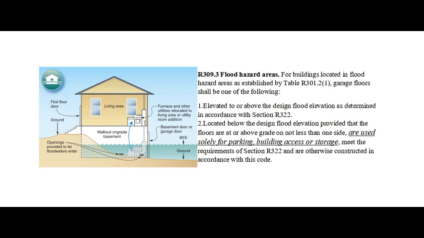R309.3 Flood hazard areas. For buildings located in flood hazard areas as established by Table R301.2.1, garage floors shall be one of the following. 1. Elevated to or above the design flood elevation, as determined in accordance with Section R322. 2. Located below the design flood elevation, provided that the floors are at or above grade on not less than one side, are used solely for parking, building access, or storage, meet the requirements of Section R322, and are otherwise constructed in accordance with this code.